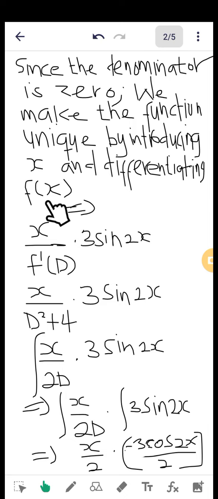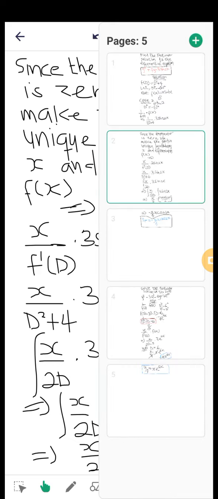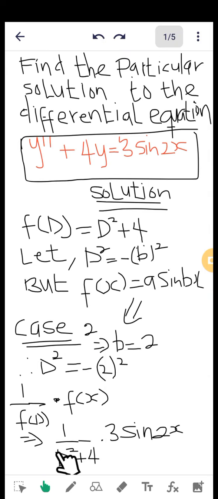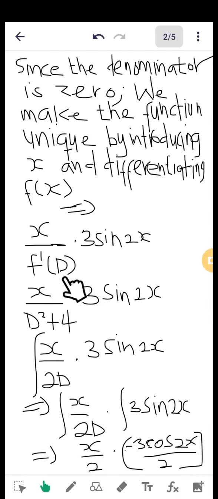Upon writing the constant x as the numerator, you divide by the derivative of your f of D. When you differentiate D squared plus 4, you are getting 2D. So we are getting x over 2D multiplying 3 sine 2x. Remember, x is a constant, brought in just to make our function unique.